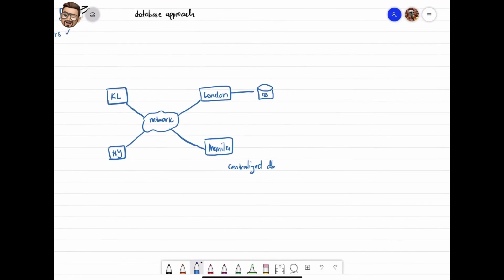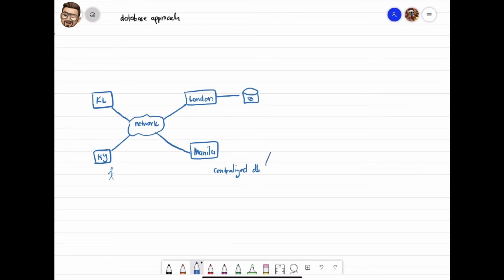If you are a user in New York, you also need to go through the communication network to get data from the database in London. However, a central database has many problems. The main problem is that if the site that holds the database goes down, then there is no data access.